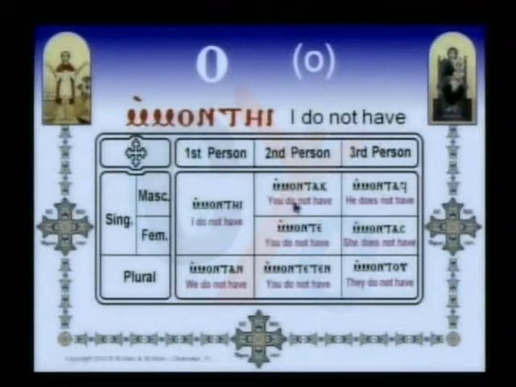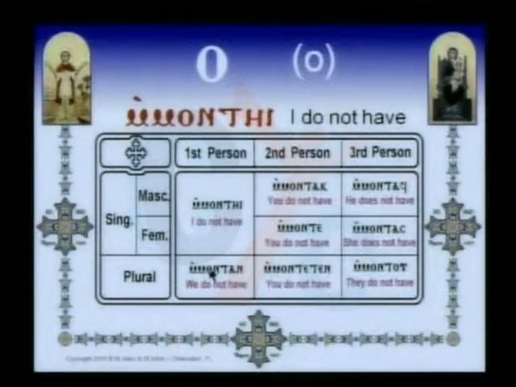Here we are going to look at the negative of I have, which is I do not have. Instead of O1T, instead of O1, it is M1. And if you remember, we mentioned this M1 before, which means no. The word no is M1. So M1T, I do not have. But the ending is the same like the O1T. The same ending is in the negative one. So instead of O1T, it is M1T.